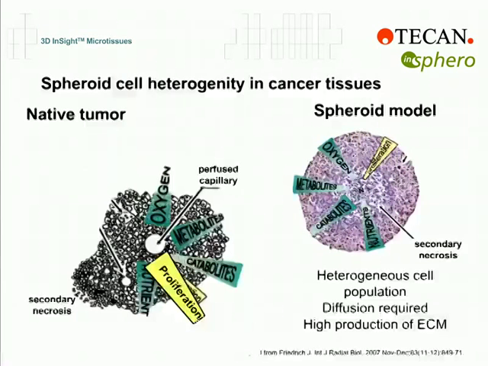This heterogeneity is much better reflected by the spheroid model system, where you do have all the different gradients like you would have in the tumor tissue. You have the oxygen gradient, proliferation gradient, nutrient gradient, and depending on the size of the spheroid, you get necrosis in the core of the tissue, reflecting the same heterogeneous cell population of the in vivo tumor. We have high production of cell type specific extracellular matrix, and we do have diffusion and diffusion resistance of compounds, but that reflects quite closely what happens also in vivo.